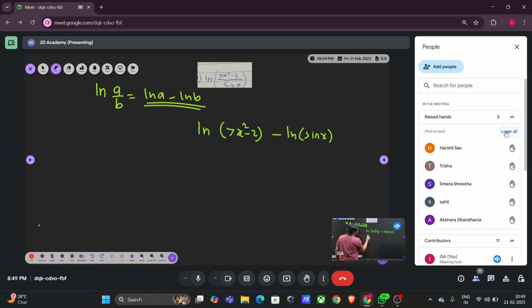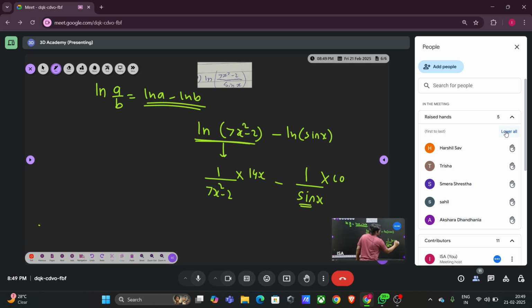Correct? So what is the differentiation of ln? You must remember this. We will not go every time and check the answer in formula booklet. Differentiation is 1 by x, but it is not x, so you will differentiate it. It will become 14x and multiply the differentiation. Minus differentiation of ln sin x will be 1 upon sin x, but it is not x, so you will differentiate it, and differentiation of it is cos x. So your final answer is 14x upon 7x square minus 2 minus cos x upon sin x. This is your final answer.